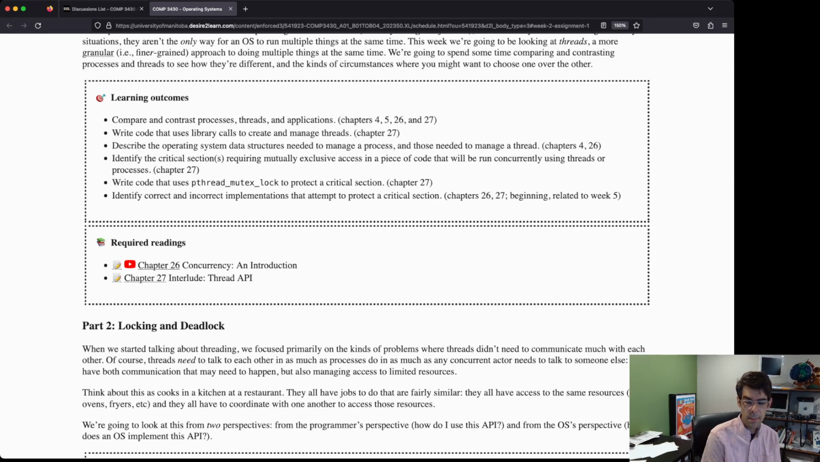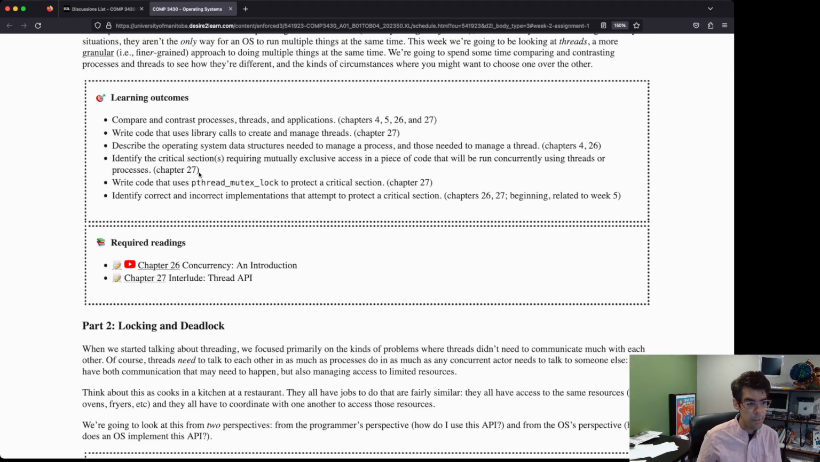With the learning outcomes for threads this week, we've got compare and contrast processes, threads, and applications. This is coming from a combination of chapters 4 and 5, 26 and 27. So 4 and 5 were more about processes, 26 and 27 were about threads and concurrency, finer grained concurrency. This is something that you haven't been assessed on in terms of lab or assignment, and this is something that you should probably expect to see on something like a test. So this is something that's more like a written answer.